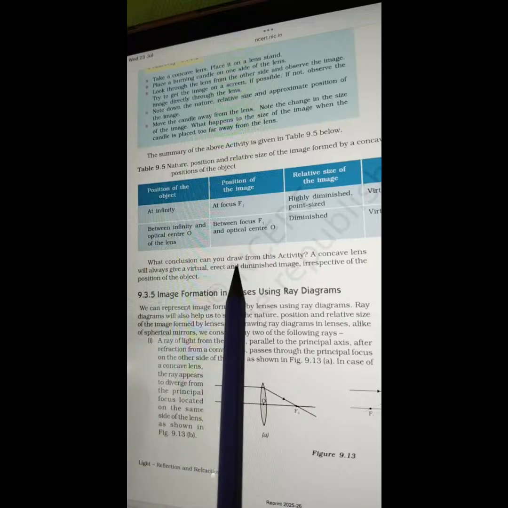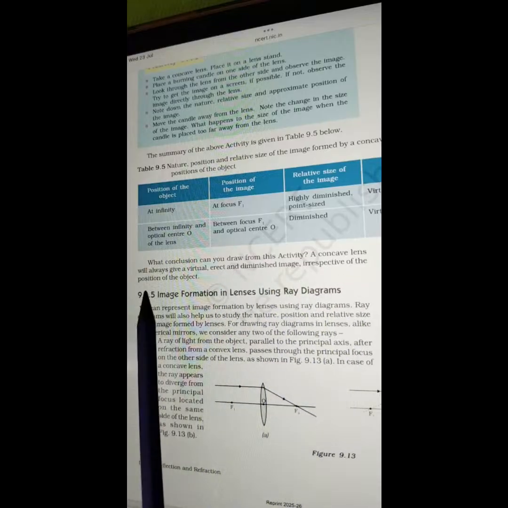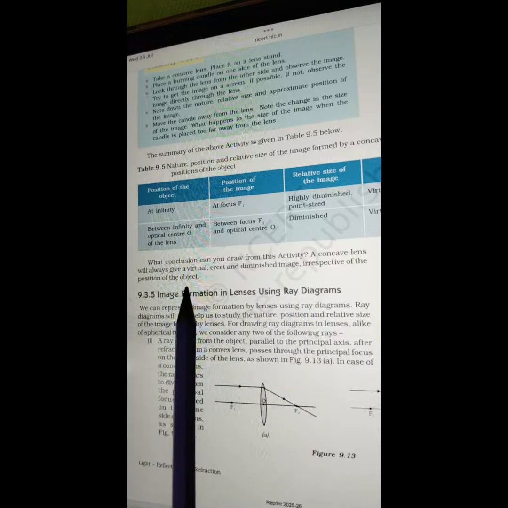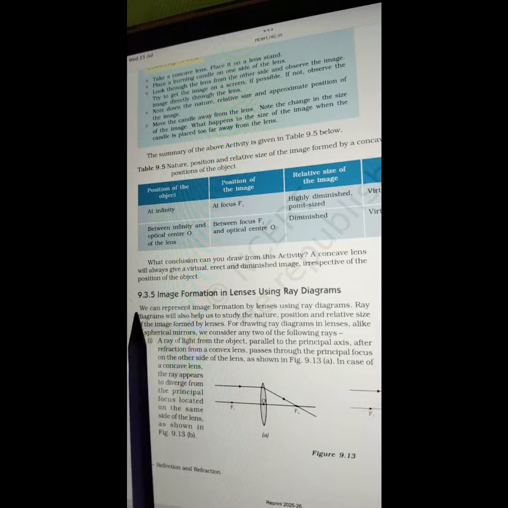What conclusion can you draw from this activity? A concave lens will always give a virtual, erect, and diminished image, irrespective of the position of the object.